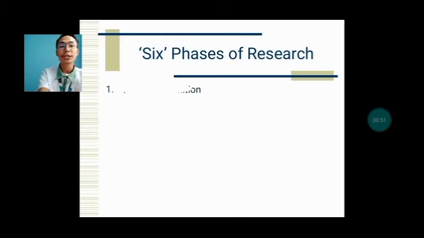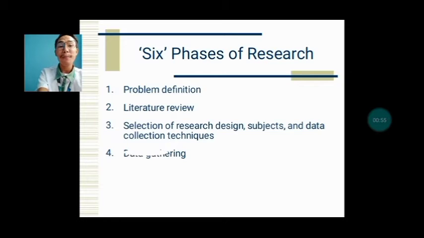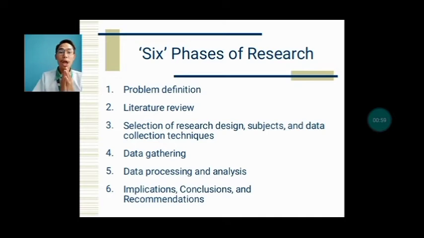Six phases of research: problem definition, literature review, selection of research design, subjects and data collection techniques, data gathering, data processing and analysis, implications, conclusions, and recommendations.